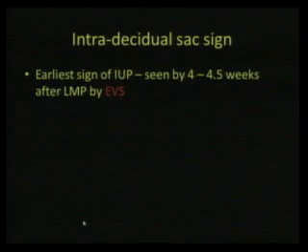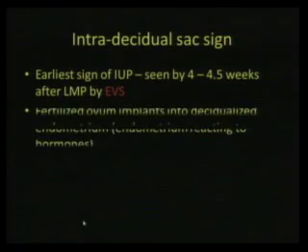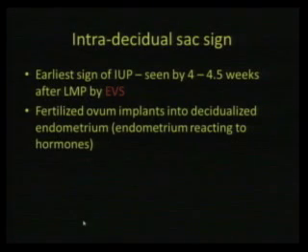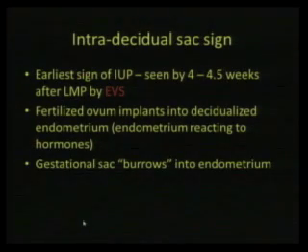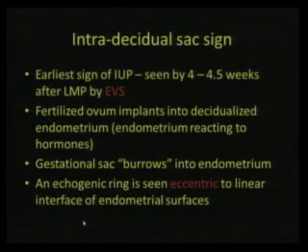The intra-decidual sac sign is the earliest sign of intrauterine pregnancy, seen by 4 to 4.5 weeks after the last menstrual period on endovaginal ultrasound. What happens is the fertilized ovum implants into decidualized endometrium, the endometrium reacting to the hormones of pregnancy, and the gestational sac burrows into the endometrium. What we're looking for on ultrasound is an echogenic ring with an eccentric location. It's burrowing into one side of the endometrium, so it's eccentric to the canal.